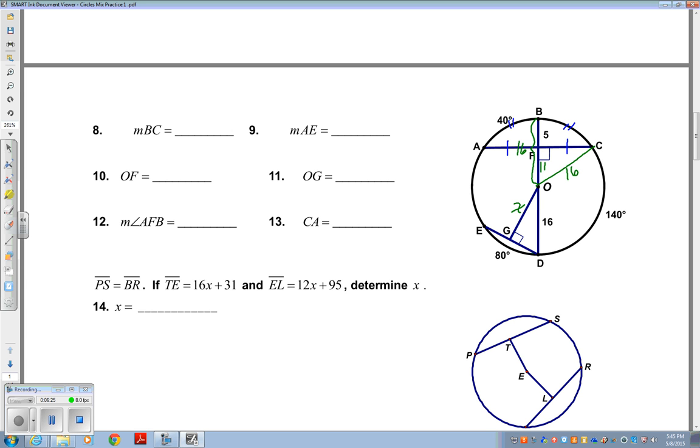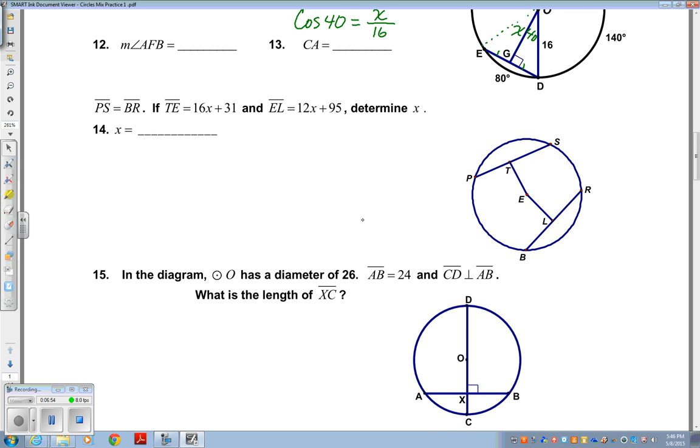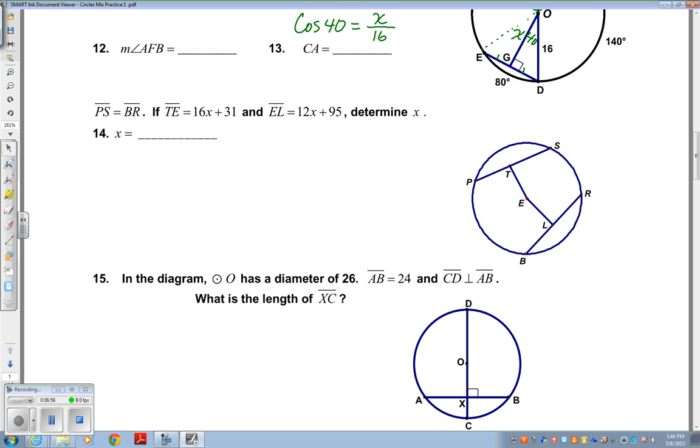We know that if we were to draw the radius, because it's perpendicular, that chord would get bisected. And also, if I were to draw the radius on this side, the central angle would be 80, so that makes that angle in the triangle 40. It's not a special right, but you could do cosine of 40 equals the adjacent, which is x over 16. So you are going to use some trig in some of these problems to help you find the missing segment.